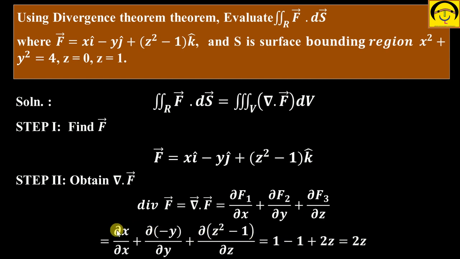Now when you partially differentiate with respect to x, you will have 1. Partially differentiate minus y with respect to y, it will be minus 1. And partially differentiate z square minus 1 with respect to z, you will have 2z. So 1 minus 1 plus 2z minus 1, and the 1 and 1 get cancelled. So you are left with 2z.